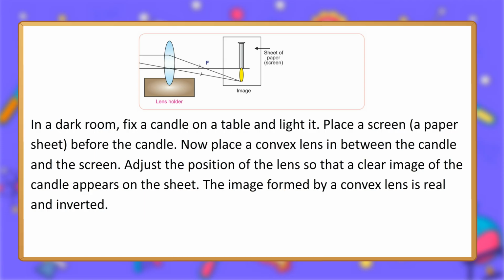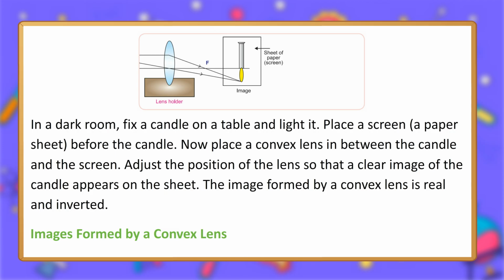In a dark room, fix a candle on a table and light it. Place a screen, a paper sheet, before the candle. Now place a convex lens in between the candle and the screen. Adjust the position of the lens so that a clear image of the candle appears on the sheet. The image formed by a convex lens is real and inverted.